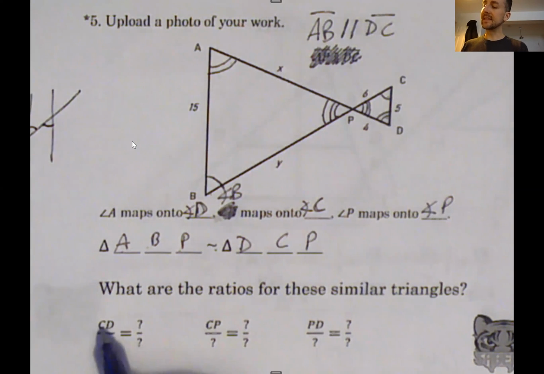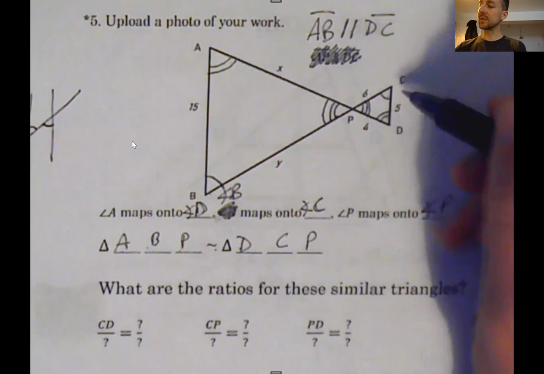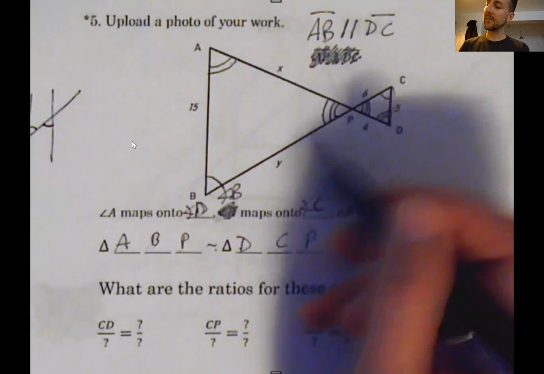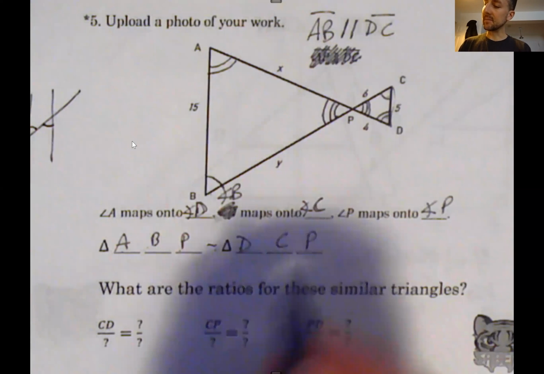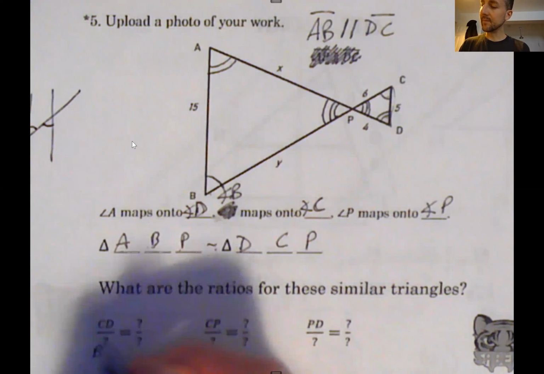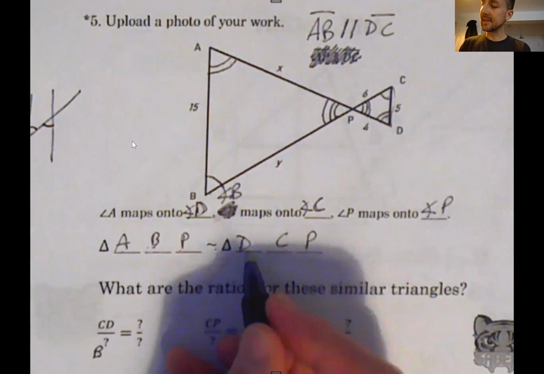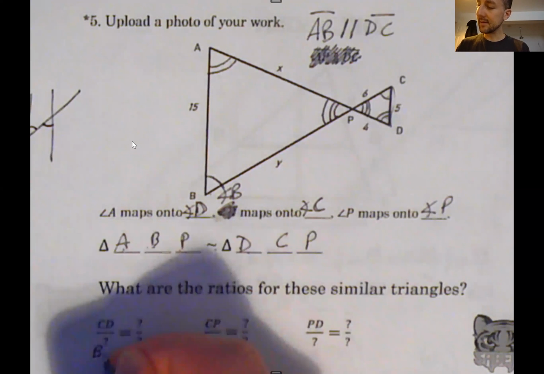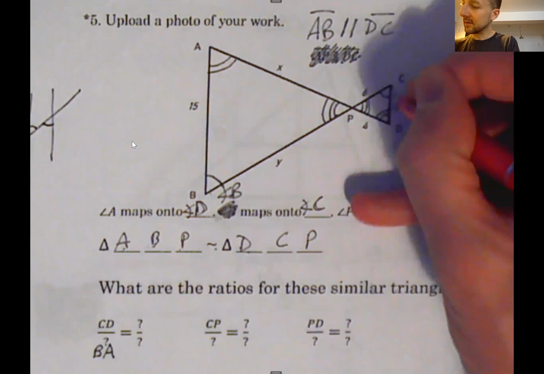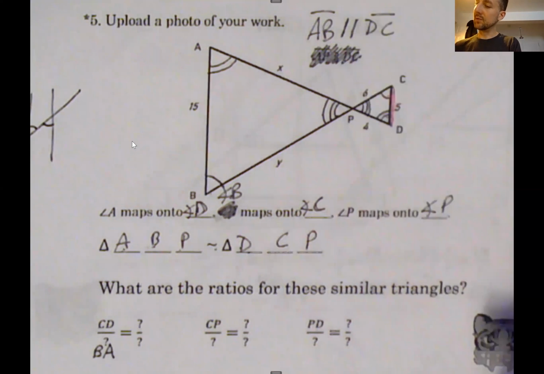So CD over some line segment. Which line segment corresponds to CD? It's something over on the large triangle. Well, C corresponds to B. So under the C, I'll write B. And D corresponds to A. Like that. So let's see if that makes sense. CD corresponds to BA.